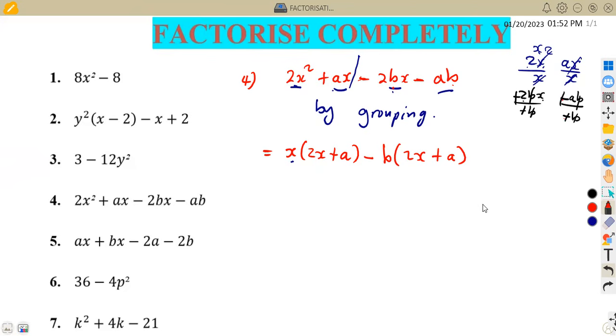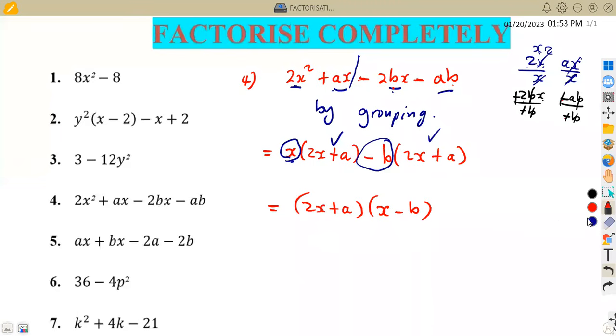So we can see that the brackets are the same. It's 2x plus a, 2x plus a. Then factor out that common bracket, simple like that. If we factor out 2x plus a, from the first part, you remain with x. On the other part, you remain with minus b. So it will be x minus b.